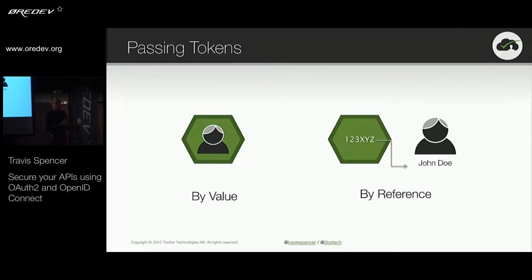We can do the same thing with tokens. So in by value, which a JWT token is a by value token, a SAML token is a by value token, all of the identity information is encoded within that token. It's typically signed or encrypted then to protect that information.